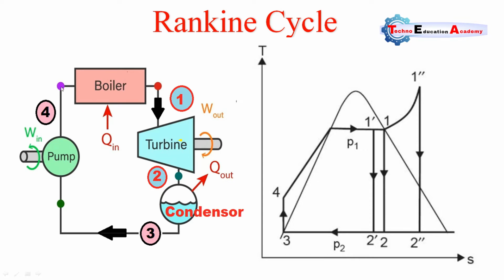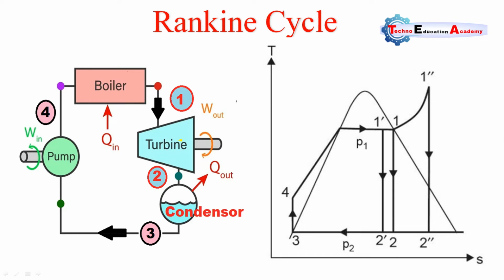So here you can see the 4 to 1 process. At point 4, it is a liquid, or we can say water. It enters the boiler through the feed pump. Here you can see that on the left hand side of the dome, it is a liquid region. The middle portion of the dome is a liquid plus vapor region, and on the right hand side of the dome, this is a gas region.